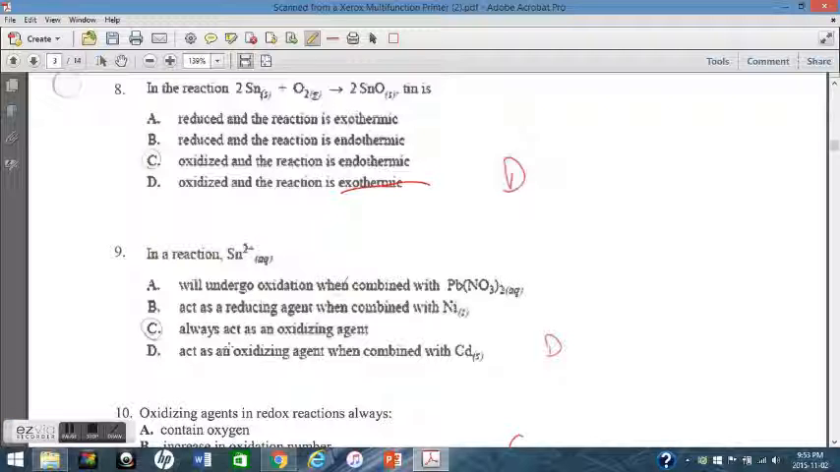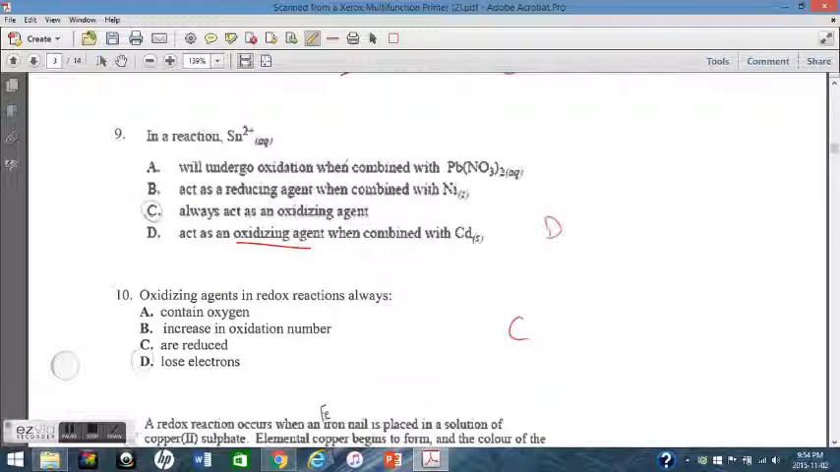Now, it will not always act as an oxidizing agent. You'll find it on both the oxidizing agent side and the reducing agent side. So it cannot be C, and then you just have to figure out which ones it'll work with. Nickel is a reducing agent, so it could act as an oxidizing agent. It might not be spontaneous. Will undergo oxidation. Again, it would still be acting as a reducing agent. And then here will act as an oxidizing agent when combined with cadmium, and that's the one that works out. Okay.